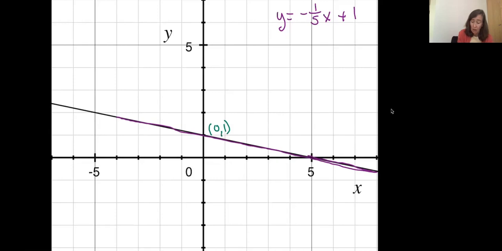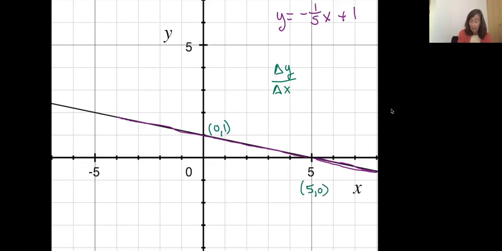I might just want to calculate the slope to convince myself that this -1/5 is right. Remember, if I'm going to calculate slope, I can do delta y over delta x, and I can pick any 2 points that I want. So I've got this 0, 1. That seems like a nice point to start with. Another point that seems convenient is right here. I can tell that 5, 0 is a point on the line.